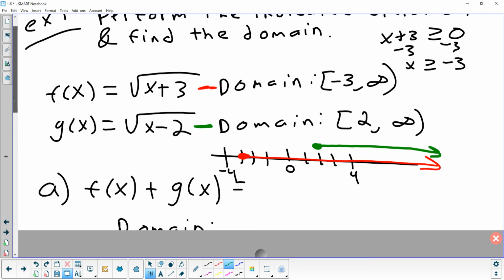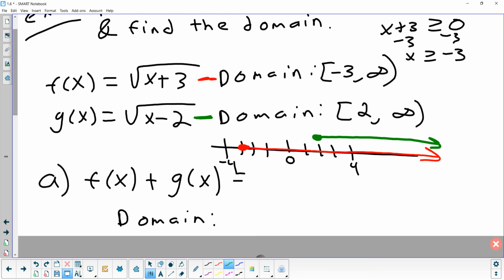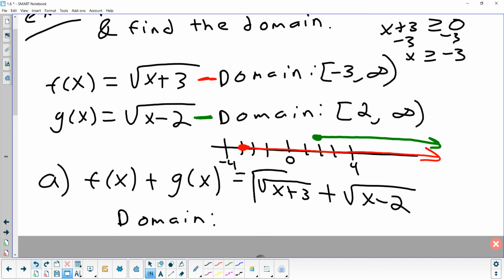So let's write down what we would get if we combine these functions by adding. These are not like terms. For square roots to be like terms, you'd have to have the same thing here and there. So they're not like terms. So there's not a lot we can do to add them together, other than just write it down. So square root of x plus 3 plus the square root of x minus 2. Okay, so there is our new function by adding together the old ones.